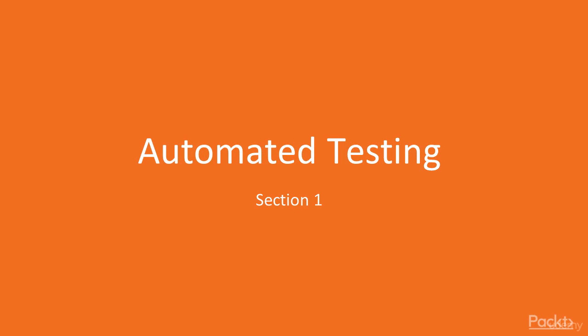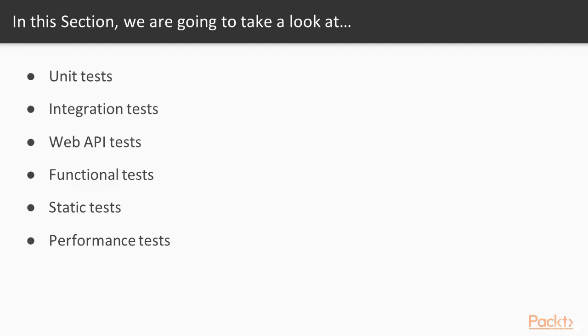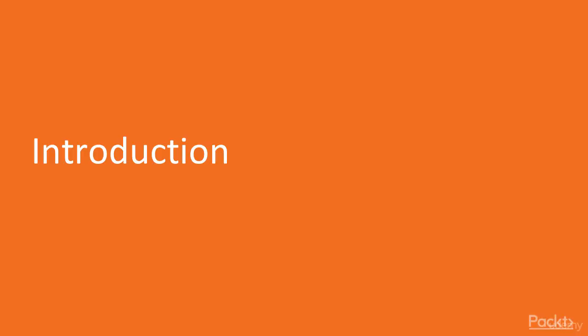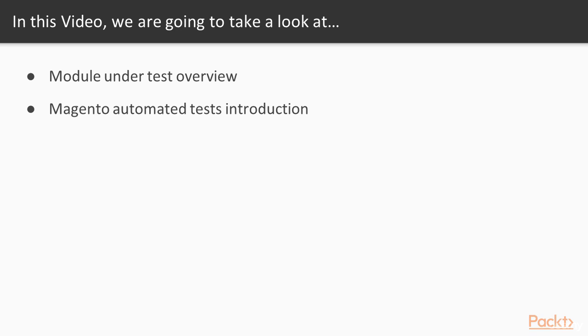The first section is dedicated to automated testing. In this section, we'll take a look at unit, integration, web API, functional, static and performance tests. But the first video I would like to reserve for introduction. In this video, we'll take a look at the module that we'll use for testing coverage and get familiar with Magento automated test structure and configuration.